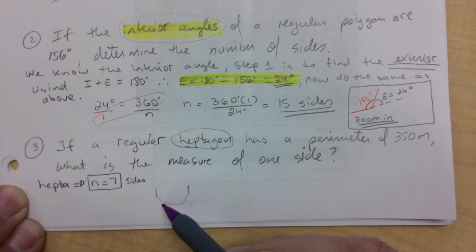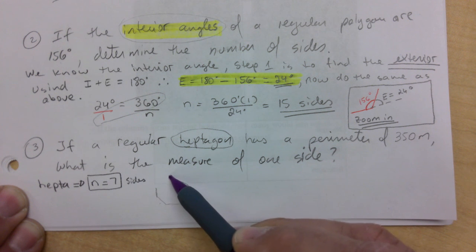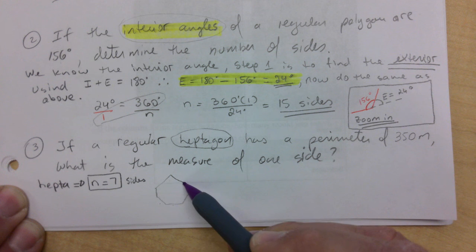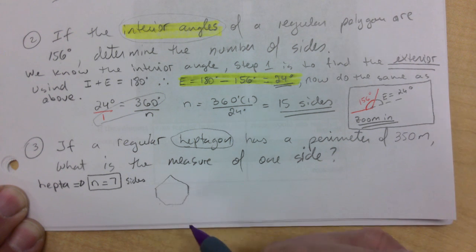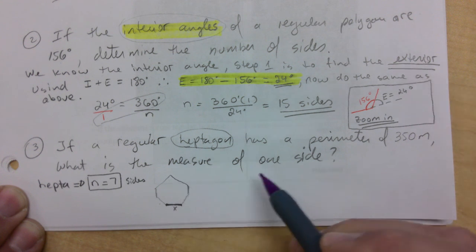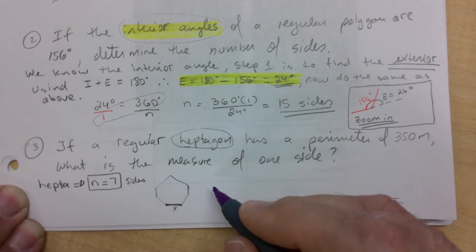One, two, three, four, 5, 6, 7. Except it's not perfect, right? But it has 7 sides. So we want to know, if the distance around this is 350 meters, what is one side going to be? And I think you get the picture, right? You would have to just divide the 350 by the number of sides.